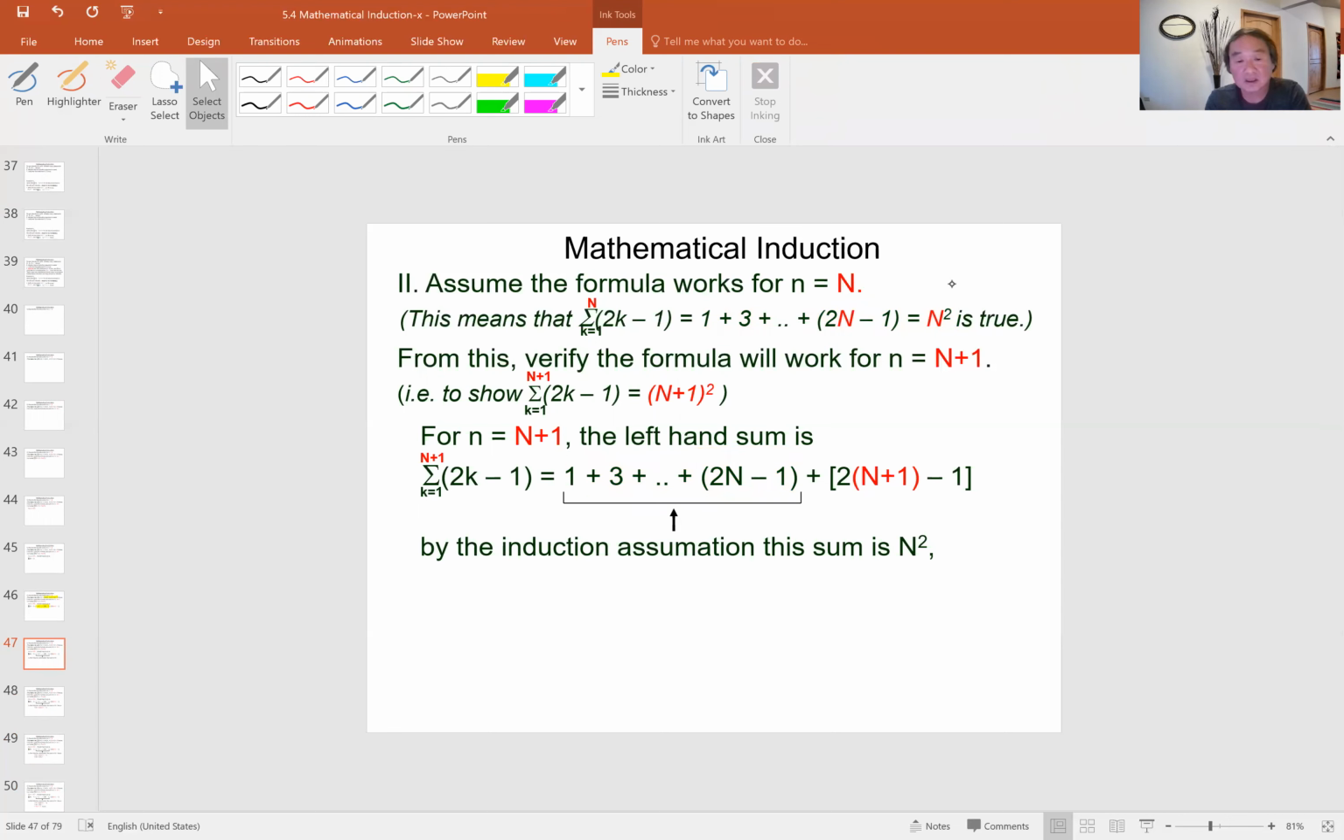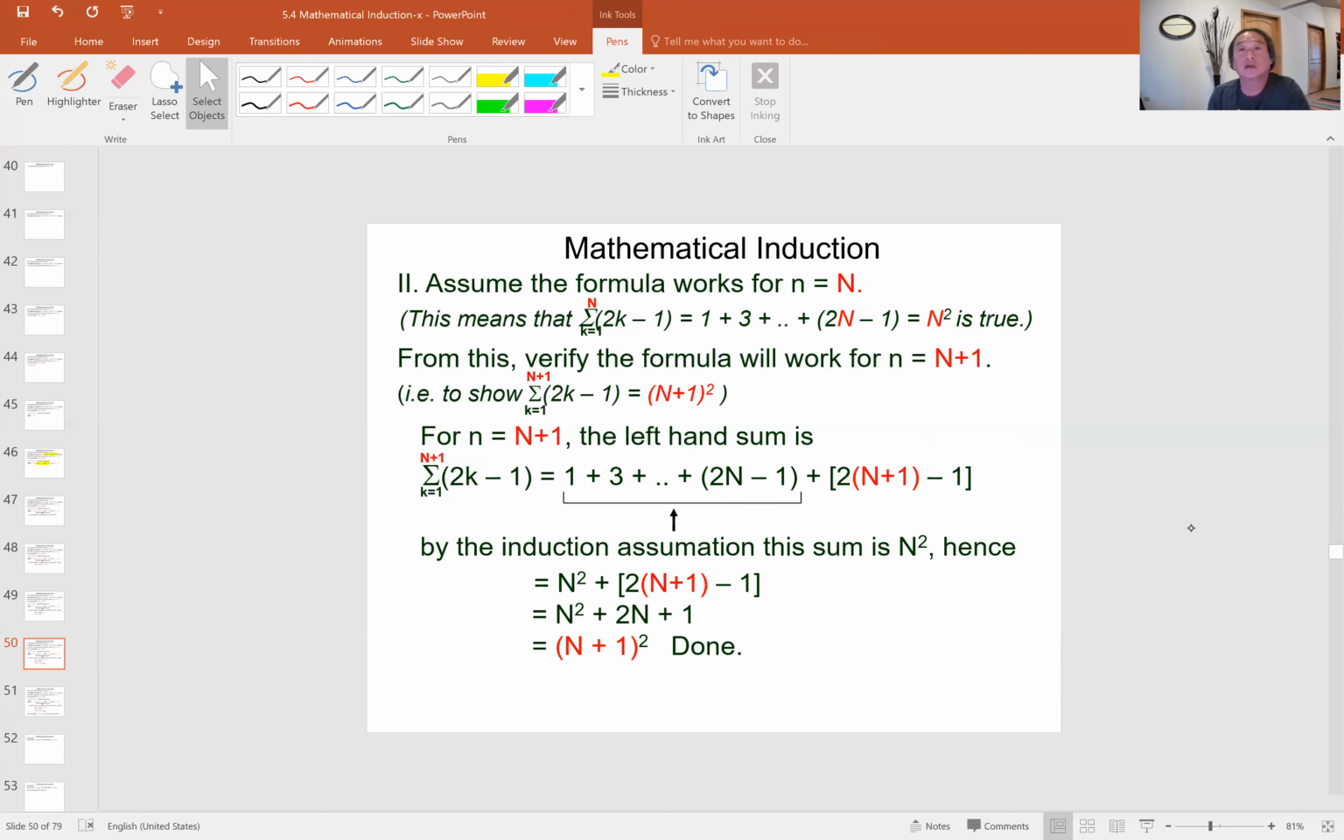So this is why I use this assumption. Okay. Assume this works up to this point. That is, the previous part will add up nicely to n squared. And now all I have to do is add this little new thing, the 2n plus 1, to this n squared. And lo and behold, when you clean it up, this is n plus 1 squared, which is exactly what we want to show. So this is the induction argument.